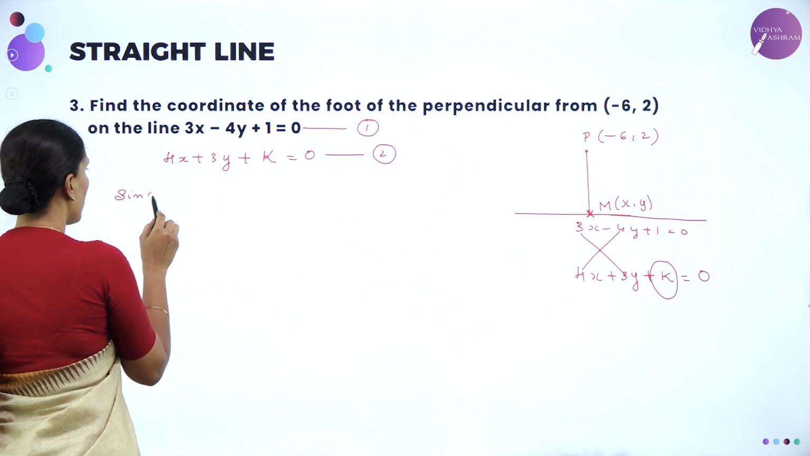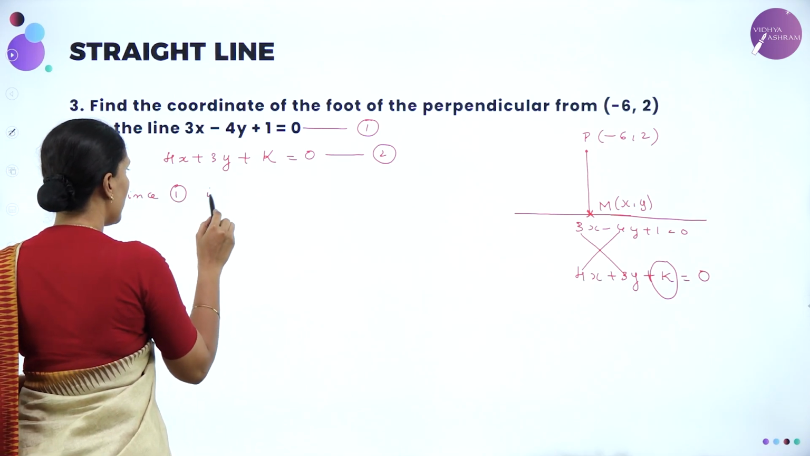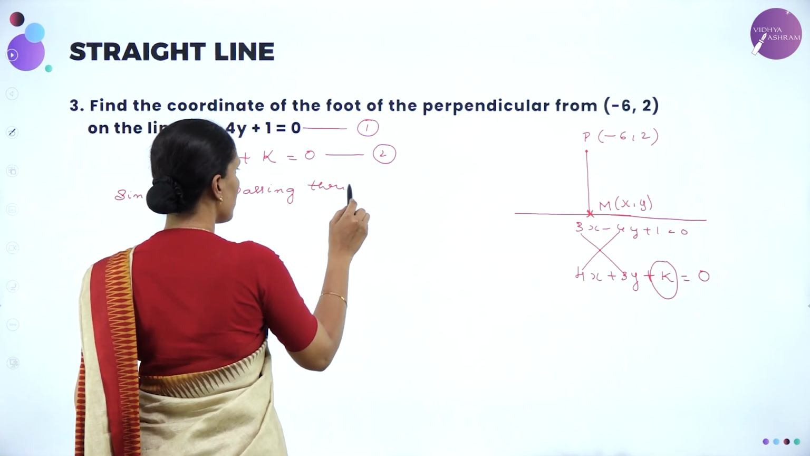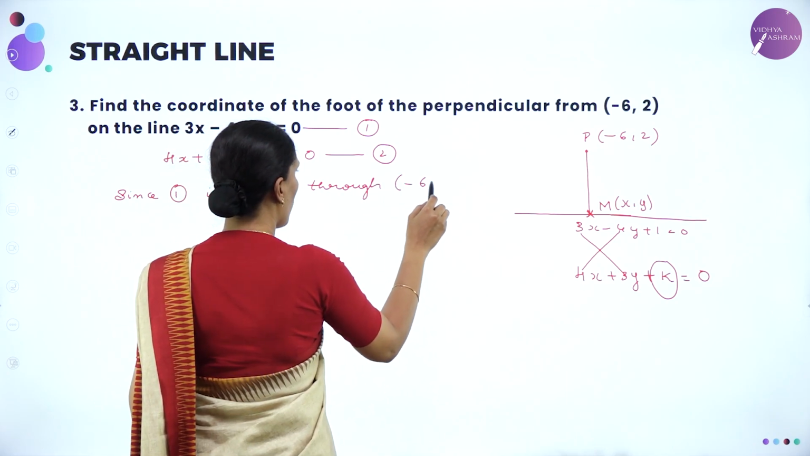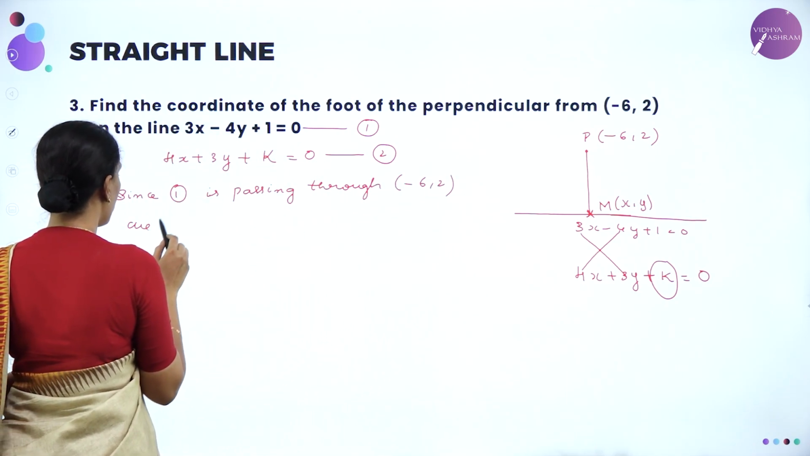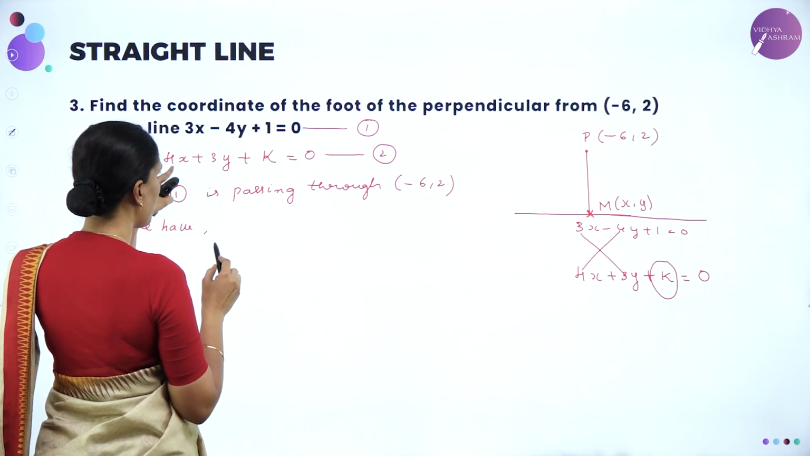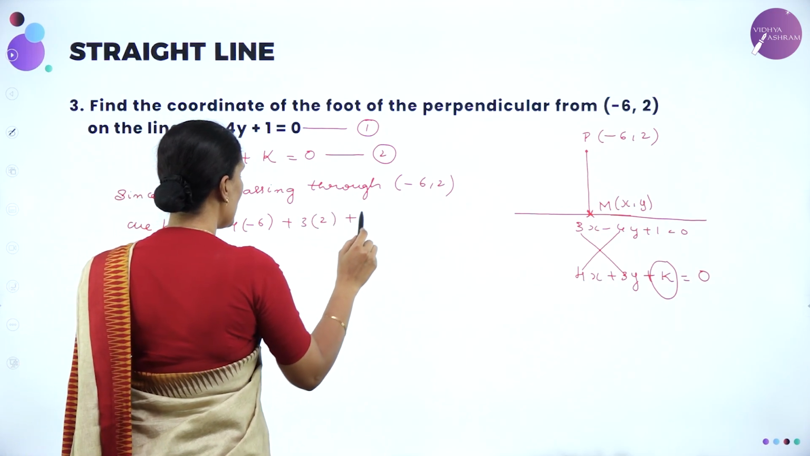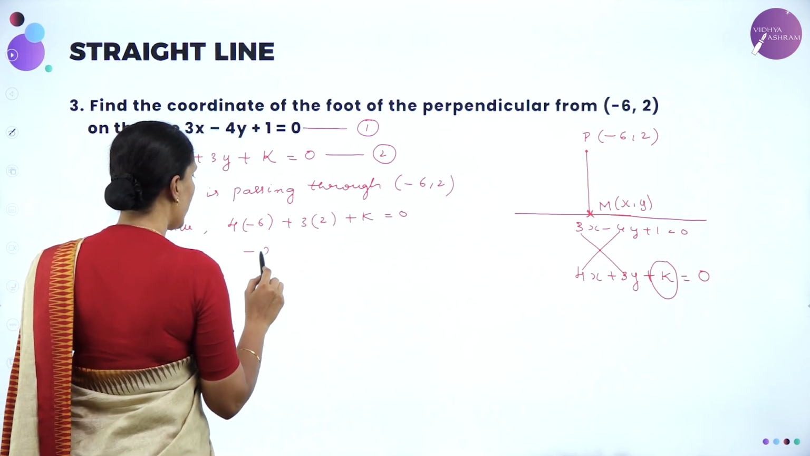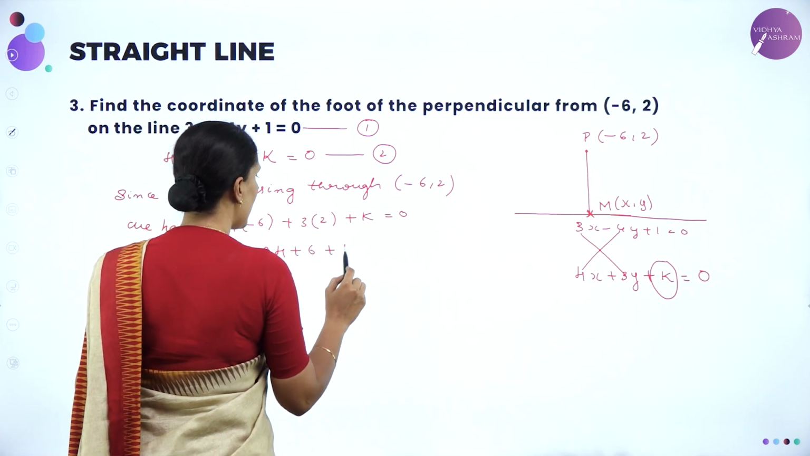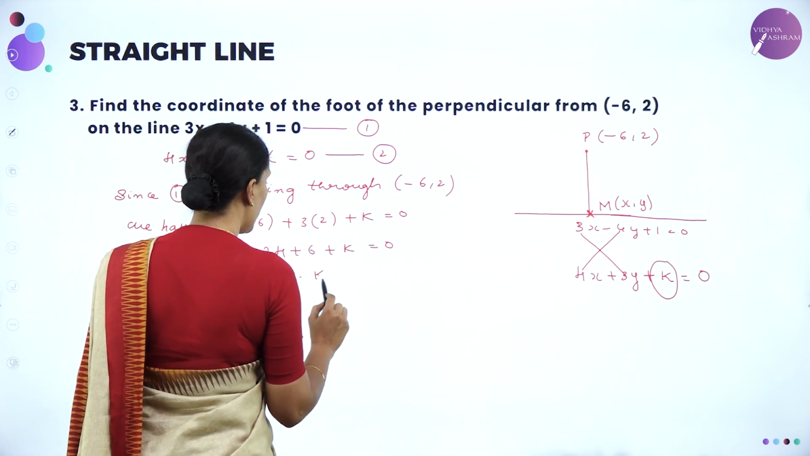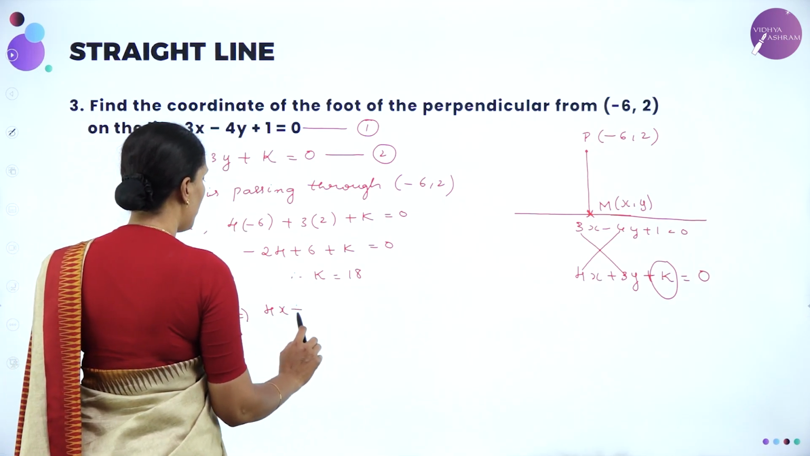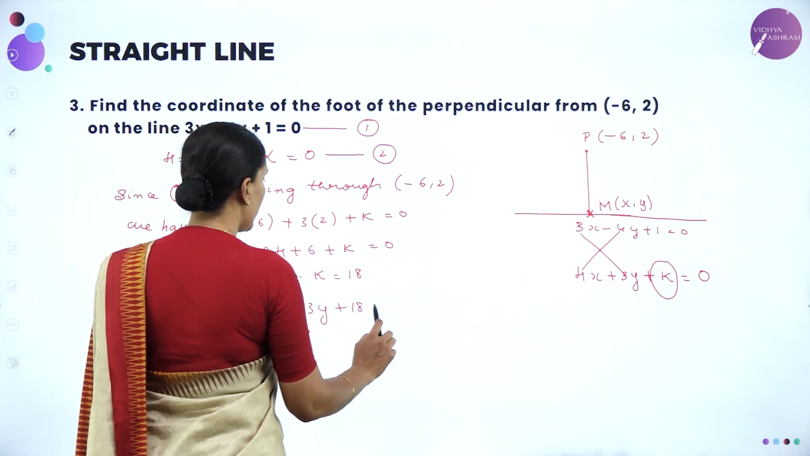Since equation 1 is passing through minus 6 comma 2, we can substitute 4 into minus 6 plus 3 into 2 plus k is equal to 0, which is minus 24 plus 6 plus k is equal to 0. So therefore k is equal to 18. Hence equation 1 becomes 4x plus 3y plus 18 is equal to 0.